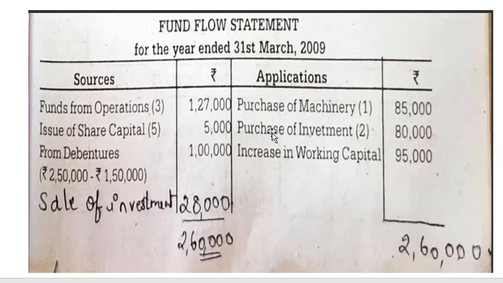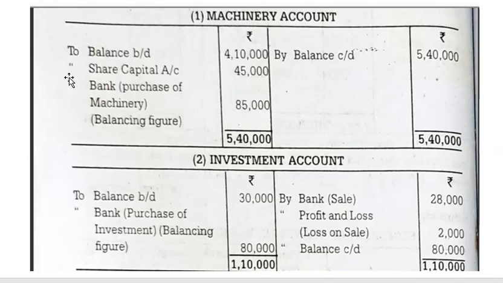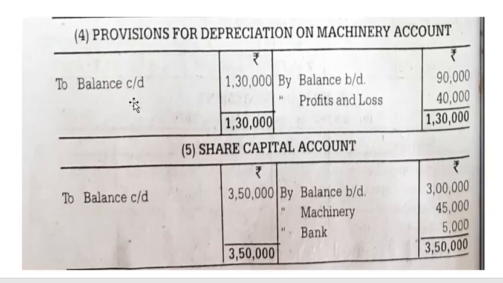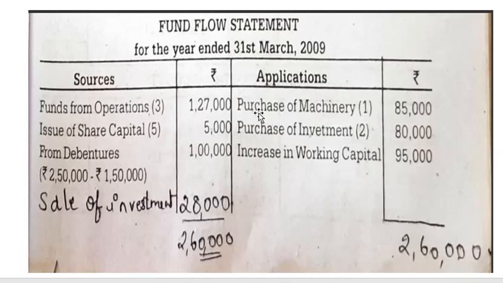Machinery account. Go and check whether there is a "to bank" or "by bank". When it is "to bank", it means it is purchased. "By bank" means it is sold. So when it is "to bank", you will write it on the application side, it is an outflow. So go to the machinery account. Is there any "to bank"? Yeah, "to bank" is there. "To bank" means purchase. Purchase means application. So come here, application side, purchase of machinery 85,000.